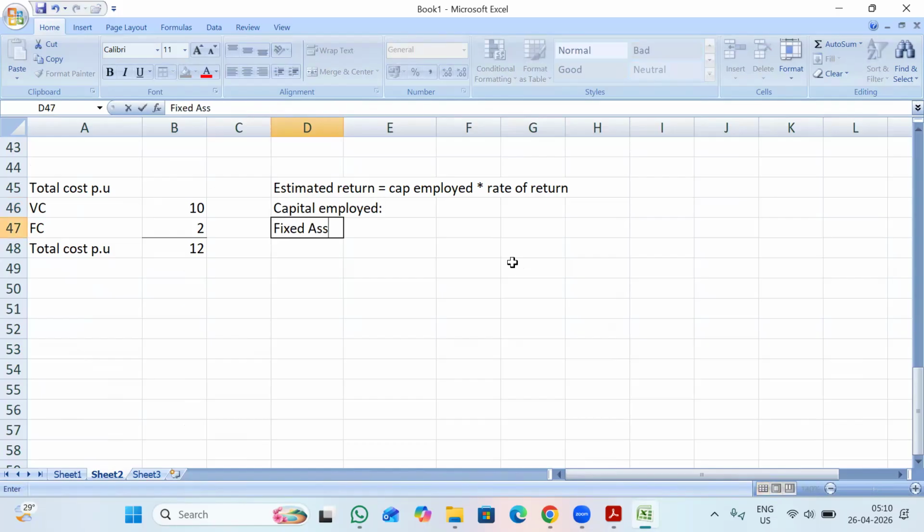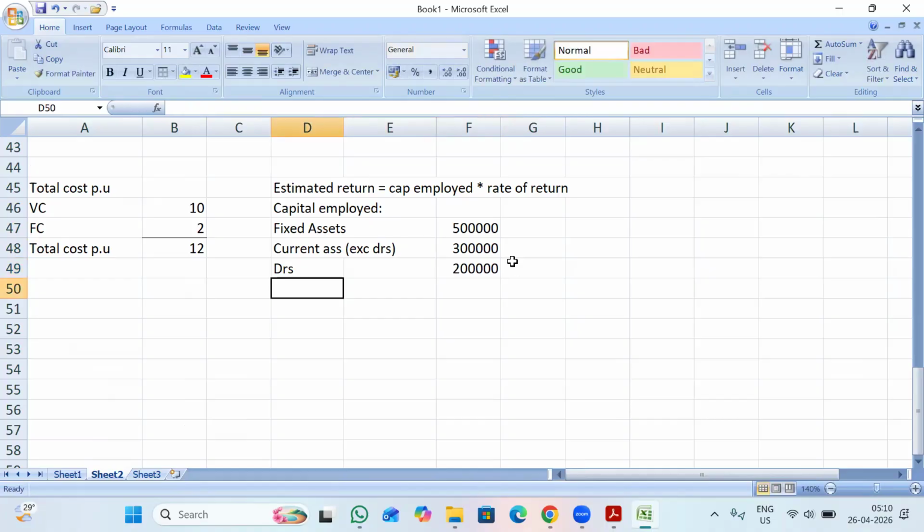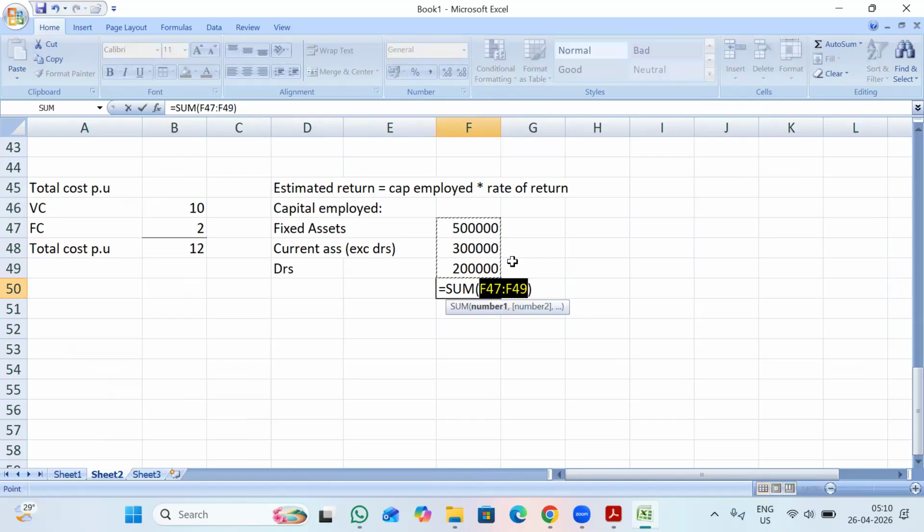My capital employed: fixed assets 5 lakhs, current assets excluding debtors 3 lakhs, debtors 2 lakhs. So my capital employed is 10 lakhs.